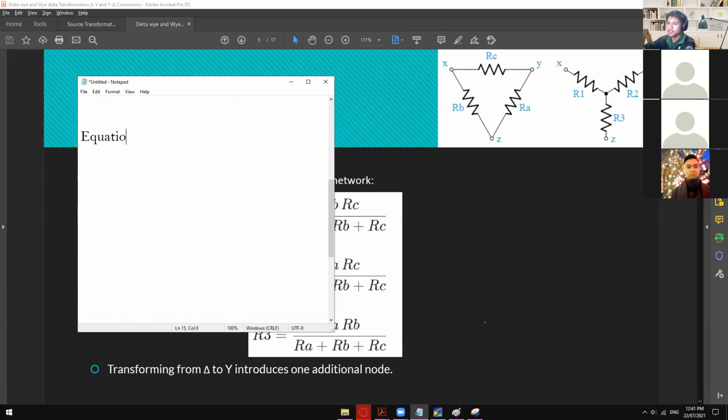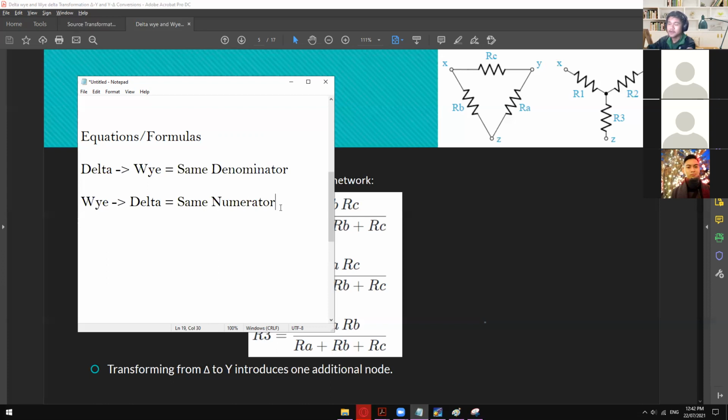So when it comes to equations or formulas, pwede nyong isulat ulit to. So from delta to y, we have a common denominator, same denominator. So, vice versa. Susulat ko na rin ngayon. From y to delta, we have the same numerator. So, napakadali lang siyang tandaan.